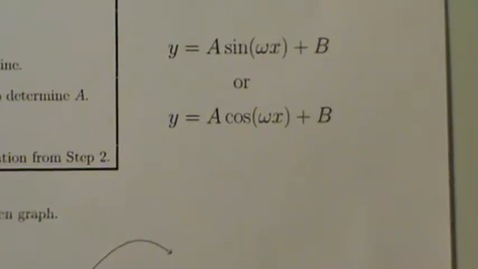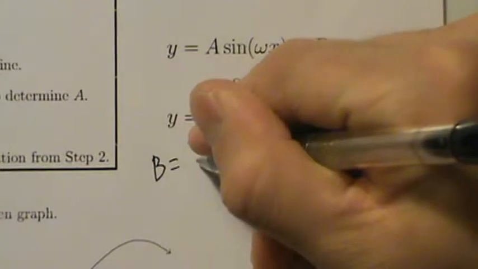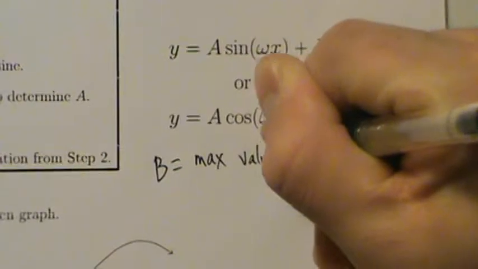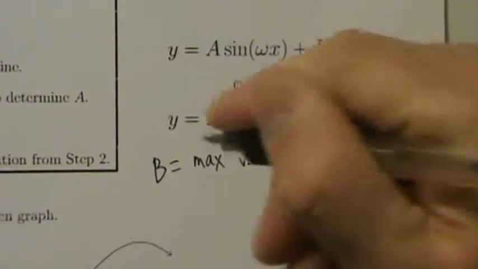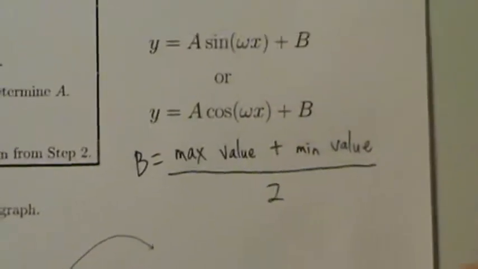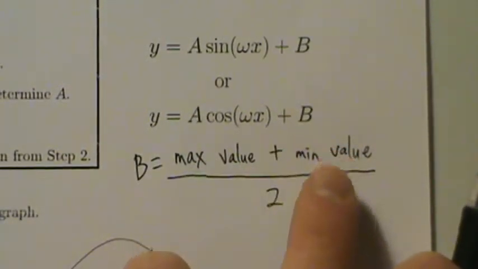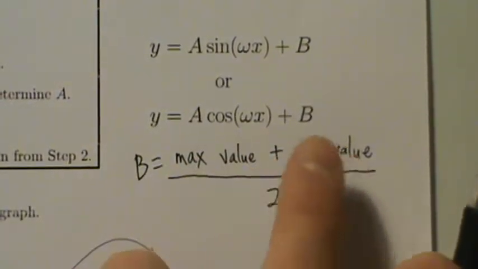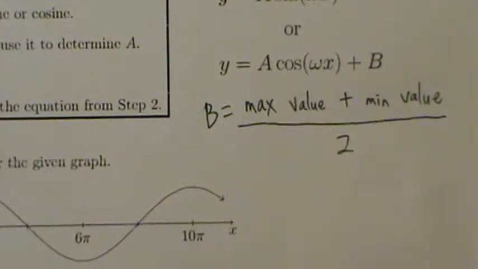So in general, b equals the max value plus the min value, all divided by 2. What does that mean, max value, min value? It means the maximum value of the function plus the minimum value of the function, all divided by 2. In other words, the largest y coordinate plus the smallest y coordinate, all divided by 2. That's going to give us our vertical shift b.